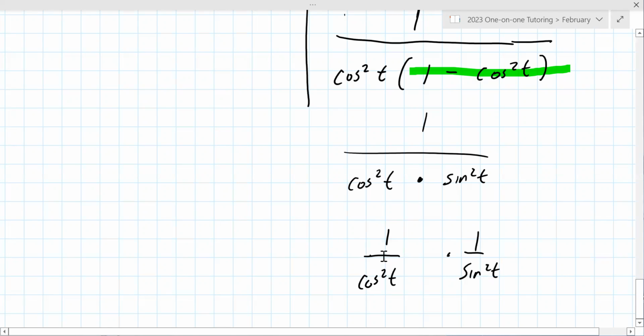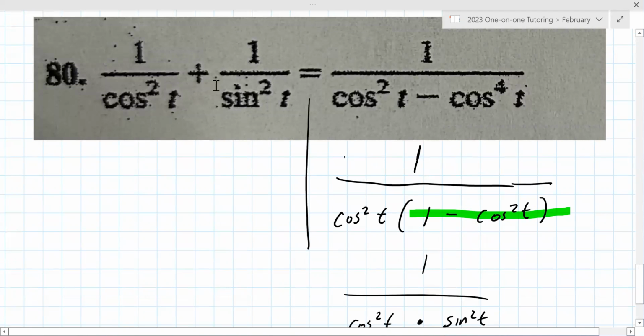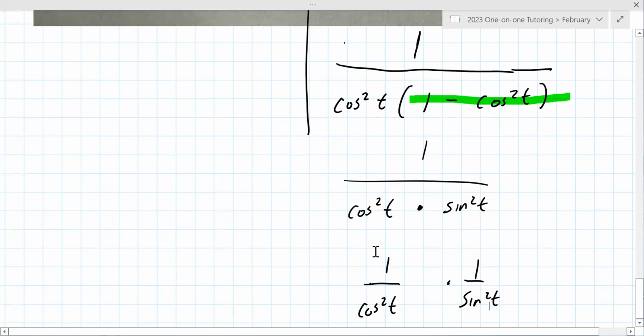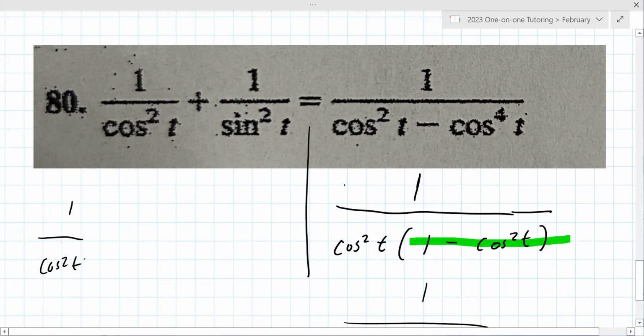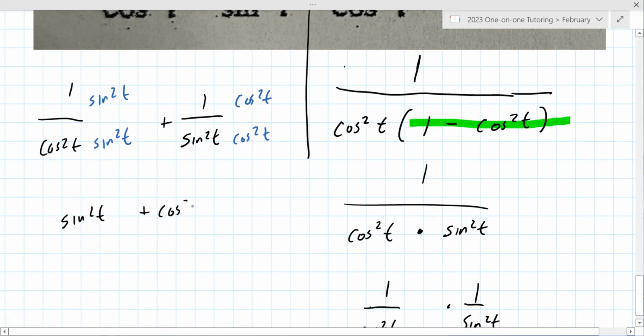So because we know on the left it's kind of the same, it's just plus. So let's work on that and see if we can make it a product. And we do that by making a common denominator. So 1 over cosine squared t, 1 over sine squared t. We're going to multiply them both by the other one. So it's cosine squared t sine squared t plus cosine squared t up top over cosine squared t sine squared t on the bottom.